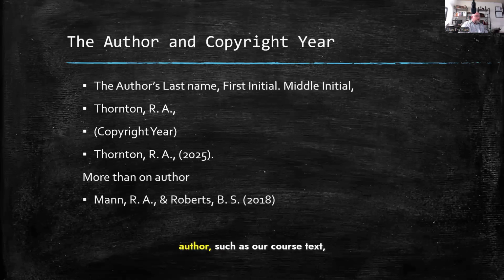If you have more than one author, such as our course text, then it's going to be in the order that they're on the book. You don't necessarily have to go in alphabetical order. You can do it in the order that they're listed on the book. Most of the time, publications will list their authors in alphabetical order, just to make things cleaner. So our book, the copyright on it is actually 2018. So it's Mann, R.A., and Roberts. And you can use the ampersand symbol for the 'and' there.